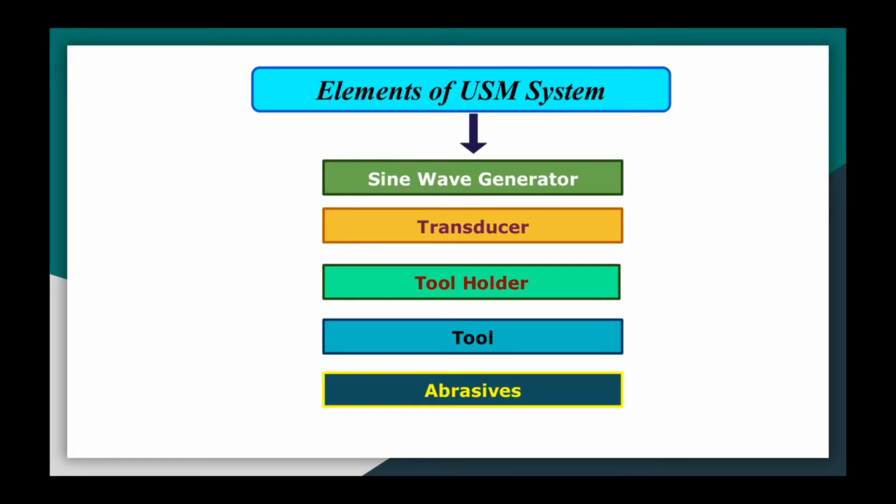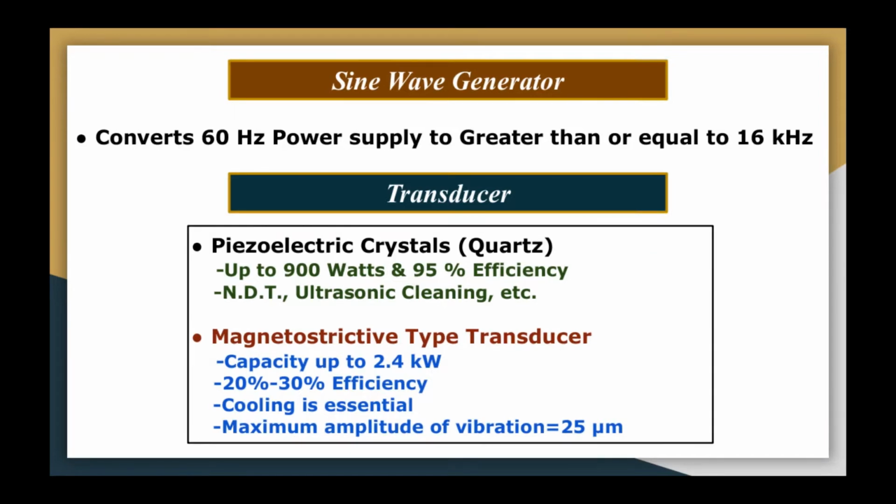This ultrasonic machining system includes the following elements. In that, there is a sine wave generator, then transducer, then tool holder, tool and abrasive particles. Now in brief we will discuss all these elements. First element is the sine wave generator.